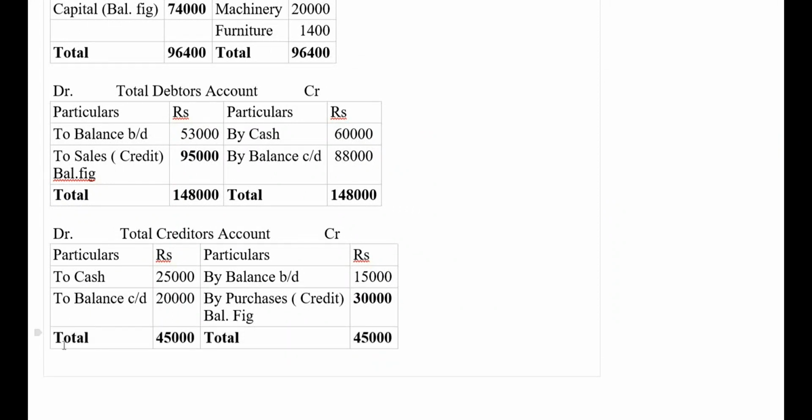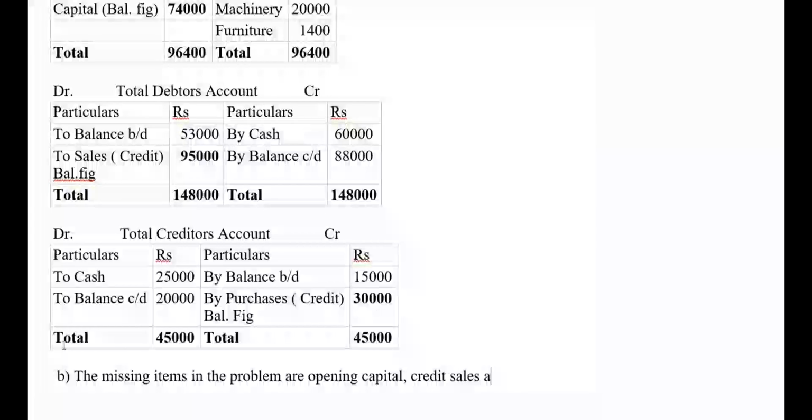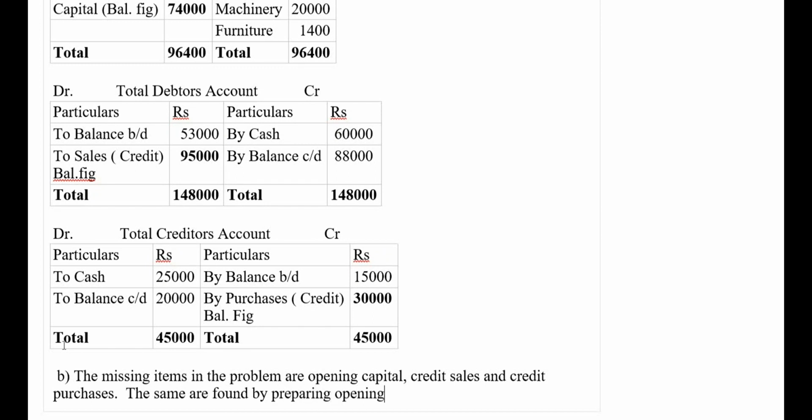Then next we need to answer question number 2, or B here. So the missing items in the problem are opening capital, credit sales, and credit purchases. The same are found by preparing opening statement of affairs, total debtors account and total creditors account respectively.